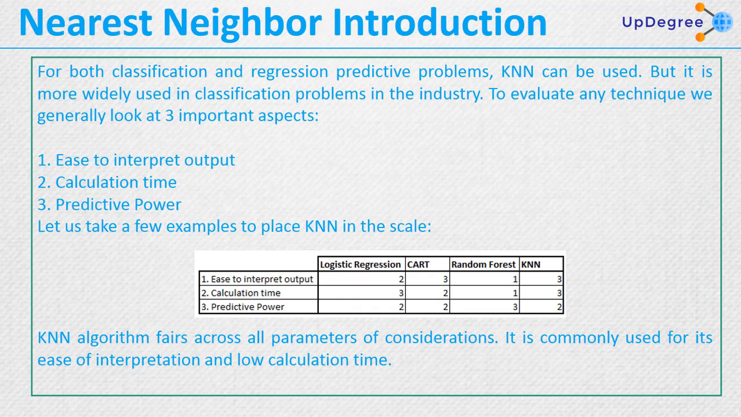In both cases, the input consists of the k closest training examples in the feature space, and the output depends on whether KNN is used for classification or for regression.